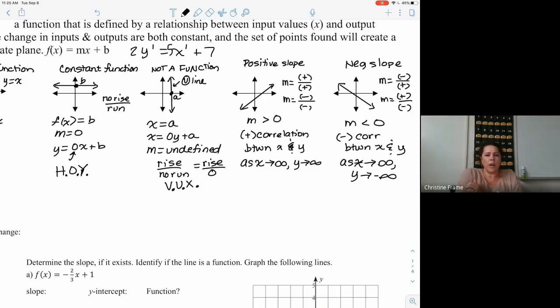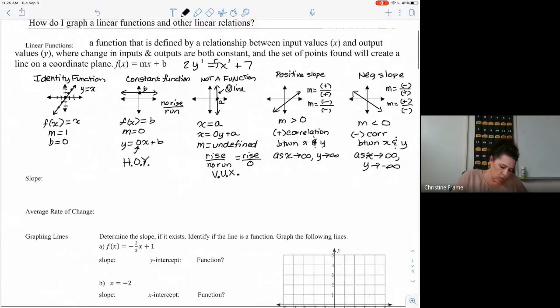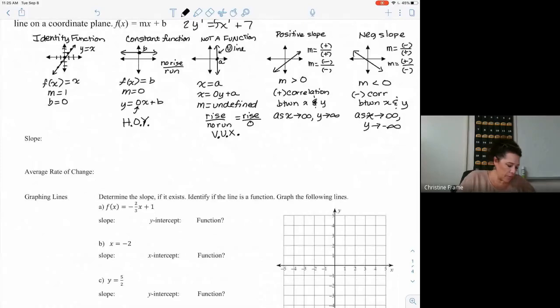Especially when you're having to graph a slope and your y-intercept's really high on your graph and you can't go up and to the right, so you go down and to the left. So it's important to remember that. Okay, so those are just your reminders for that. Let's talk about the formula for slope.